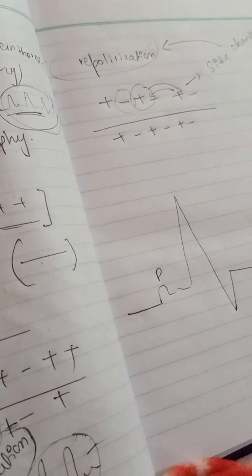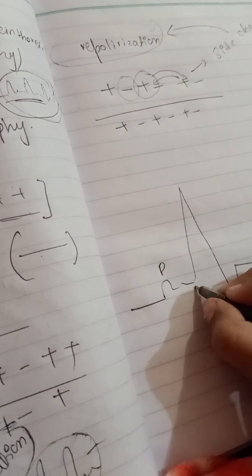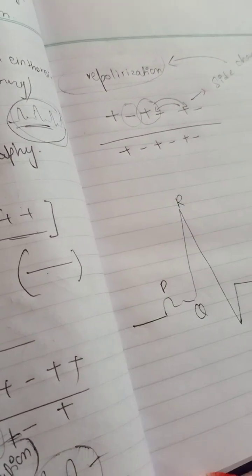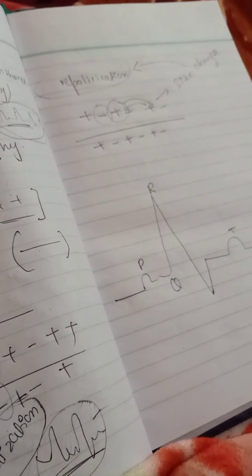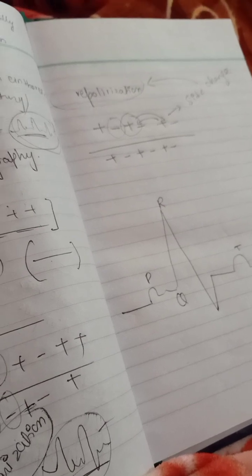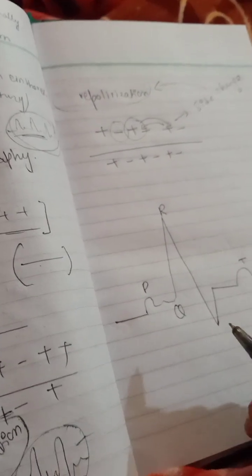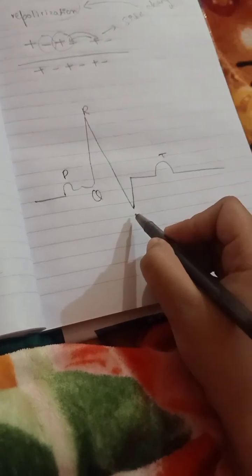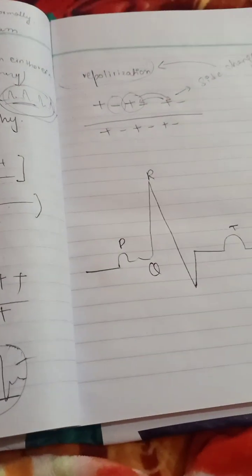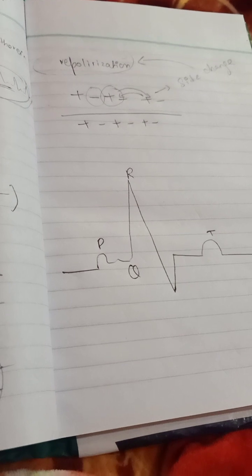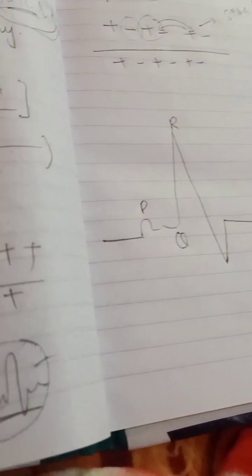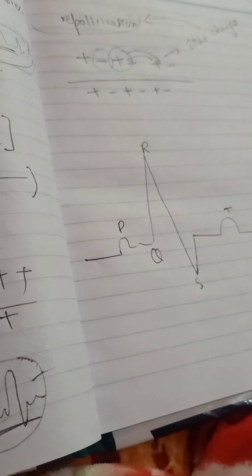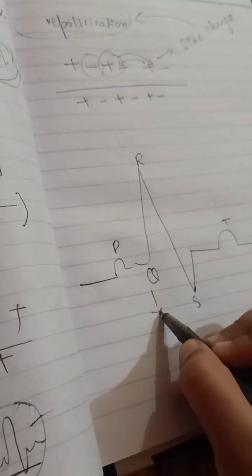This is P, this is Q, this is R, this is T. Okay, this is T. So PQRST. Here you can see that we are having PQRST.